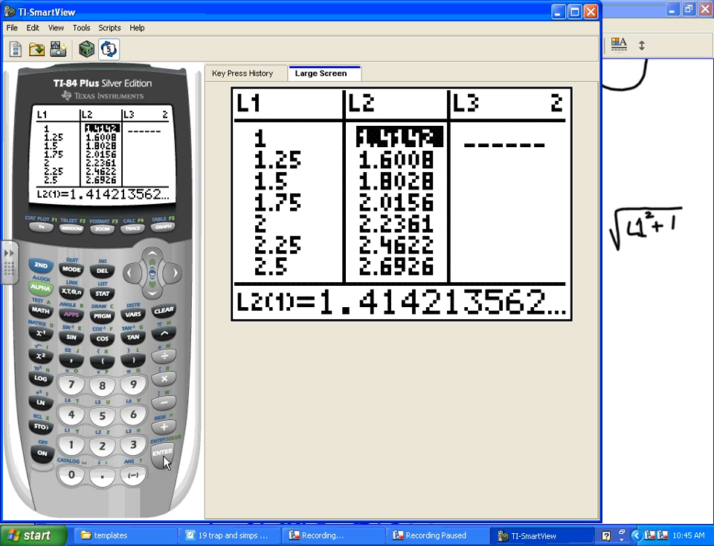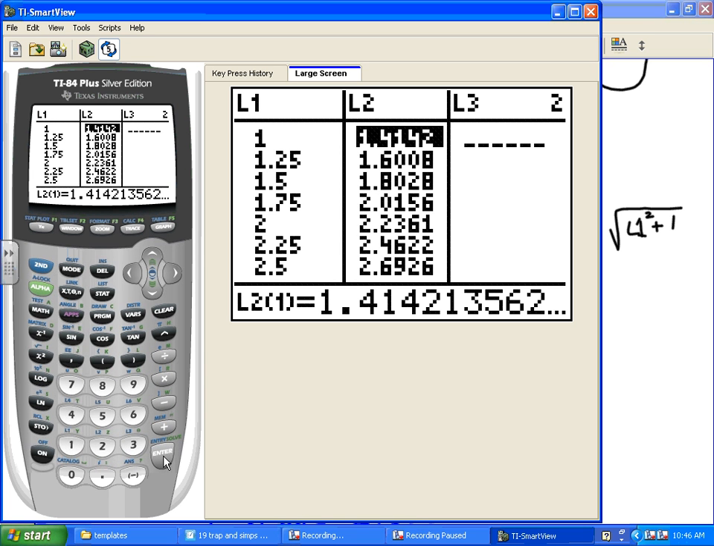Oh, I hope your 82 can handle this. Let's see. Me too. Let's make it darker a little bit. Okay, stat 1. Okay, did you go all the way to the top? Now press enter. Oh no. Okay, now the square root of L1 squared plus 1, close the parentheses. Anybody else having trouble with that?